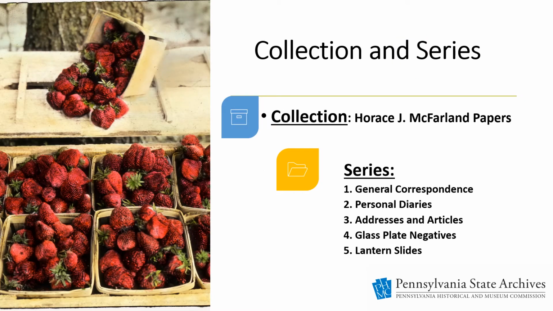In this example, the Horace McFarlane papers, the collection consists of a group of records by one creator, while the series are the subheadings or record types within the collection. In some instances, original order may be apparent, and a collection can easily be broken down into series, such as here, where we see correspondence, diaries, addresses and awards, glass plates, and lantern slides, including this image, or the crate of strawberries. Each series could be organized in various ways, whether chronological, alphabetical, or by subject, the important point being that the structure reflects the creator's system.